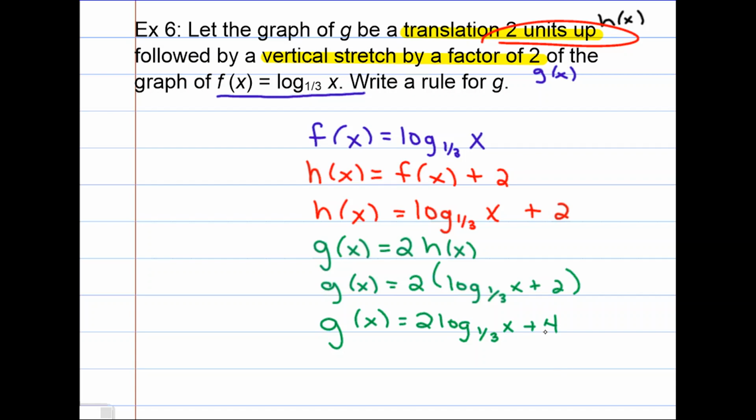4. Now, don't get confused because that is not 21. That is an L for the log. So just so there's no confusion, I made that a cursive L right there. So that's 2 times the log of 1/3 x, log base 1/3 of x, I apologize, plus 4. That right there is your answer. Okay?